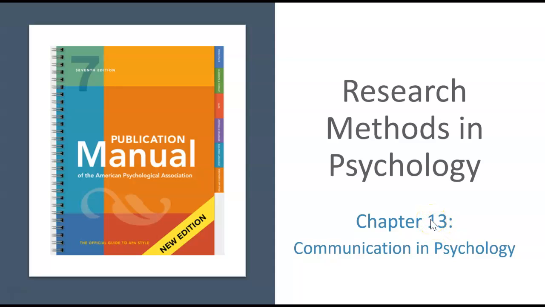This video is part 1 of Chapter 13 for PSY 222, Research Methods in the Psychological Sciences. In this chapter, we're going to go over briefly the important role that communication plays in psychological science and in science in general. And like all methods of communication, things are made easier if there are agreed upon norms, expectations, and rules. And those are communicated to us largely through the publication manual of the American Psychological Association, which is newly out in the 7th edition.